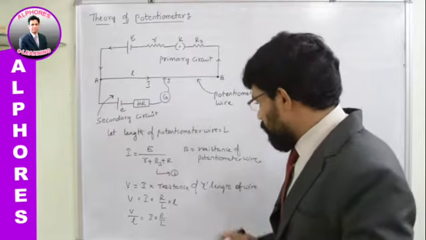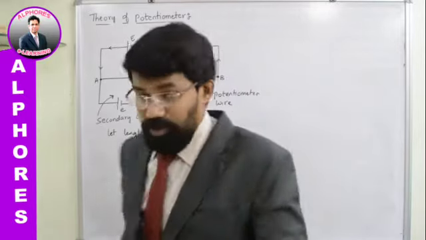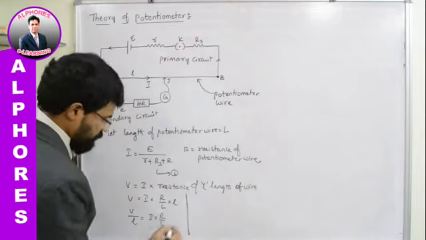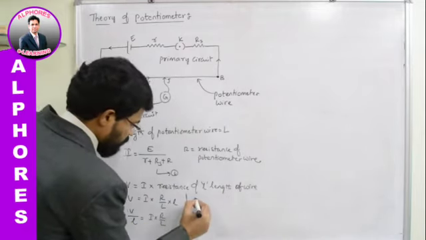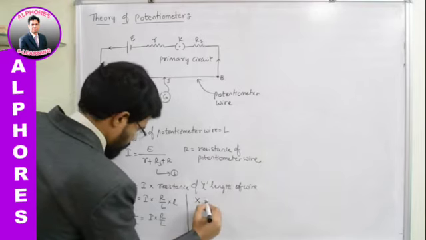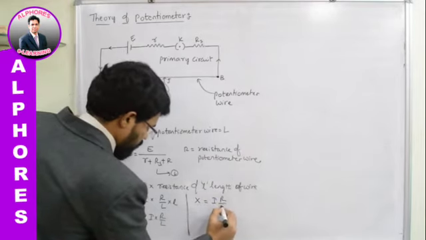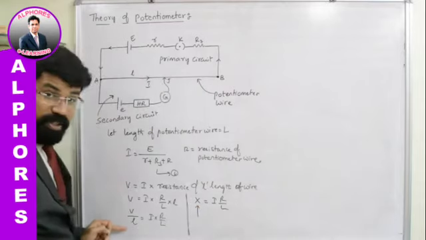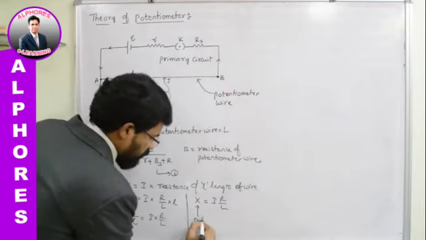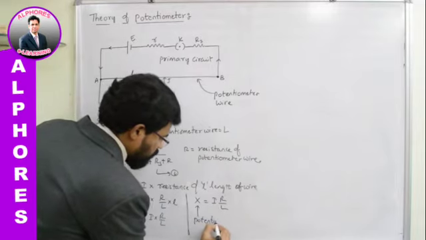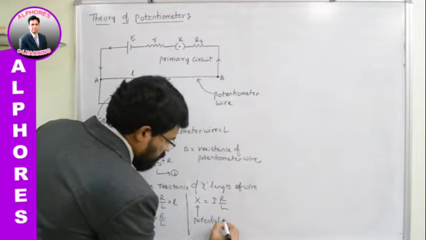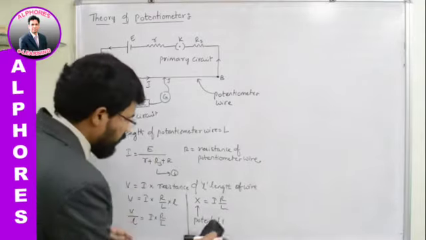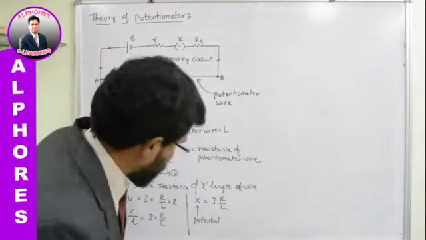Okay, so let us try to modify this equation. I will write this V by l as x equal to I into R by L. What is this x? V by l. Potential per unit length, or you can write it as potential gradient. Potential gradient.